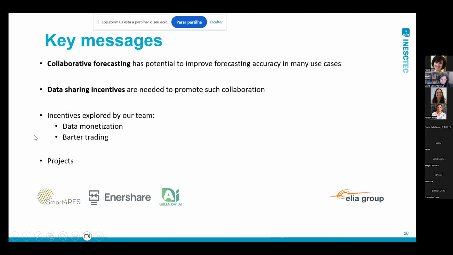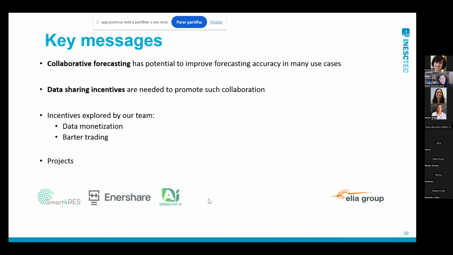During these last years, it all started with the European project Smart4RES. After that, we moved to two new European projects, EnerShare and Green Data AI. And more recently, we were contacted by a company that is interested in this platform, the Elia Group. Elia is the transmission system operator from Belgium. So they are interested in using our algorithms to predict offshore wind power. Offshore means wind turbines in the sea.